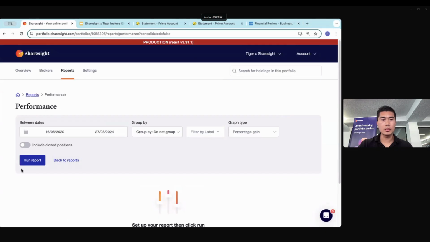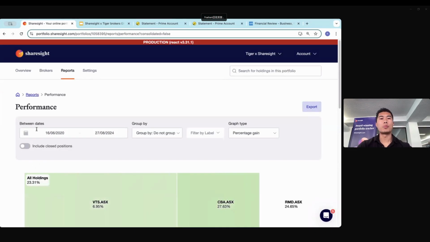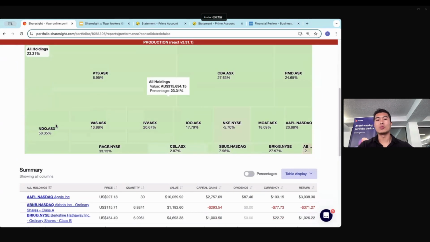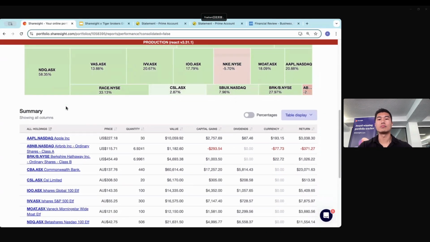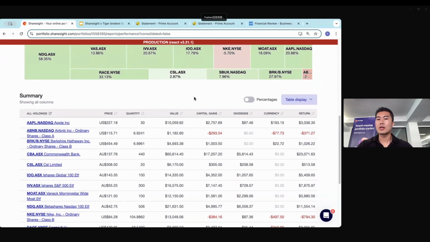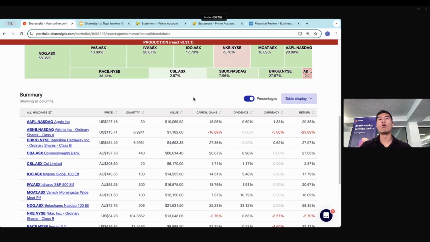I'm just going to set this. All right. So as the name implies, the performance report shows you your investment return. If you understand your investment return, you can make better decisions on what to buy and what to sell, right? And as the saying goes, you cannot improve what you don't measure. So Sharesight gives you an overview and an understanding of your true return.